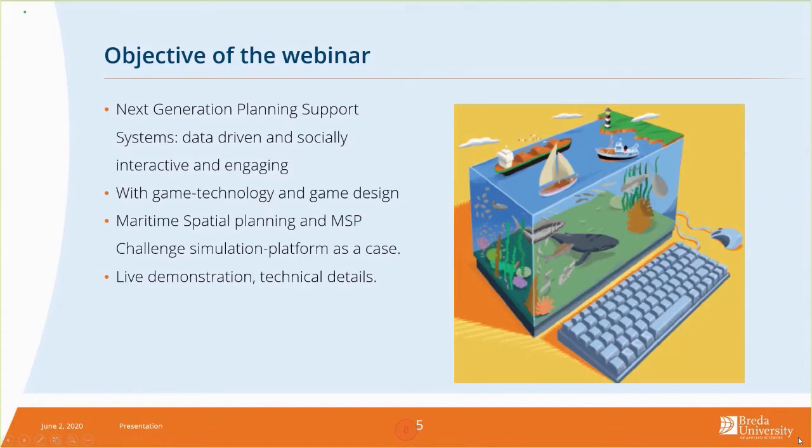Okay, the objective of my about 30 minutes lecture during this webinar is to introduce and also critically reflect on what I call next generation planning support systems, or in its abbreviation, next gen PSS. In a nutshell, I believe that these are systems that are both evidence-based, because they are able to incorporate a large volume and variety of data from different sources, among others also Copernicus satellite data. But at the same time, these planning support systems are highly socially interactive and also engaging for all kinds of users, because they are built with game technology and use the principles of game design and elements of play to make them very engaging for stakeholders, residents, planners, policymakers, and so on.